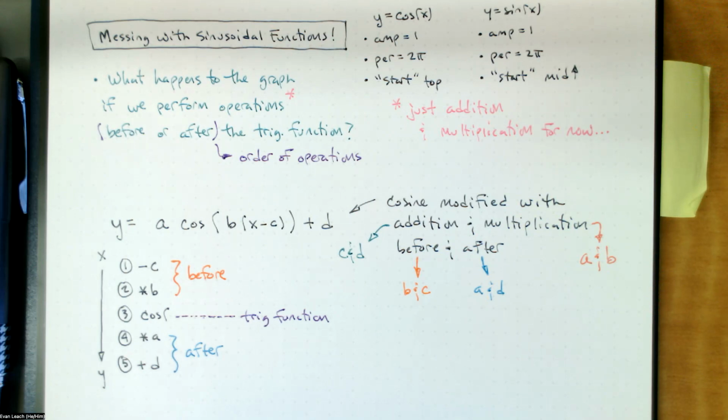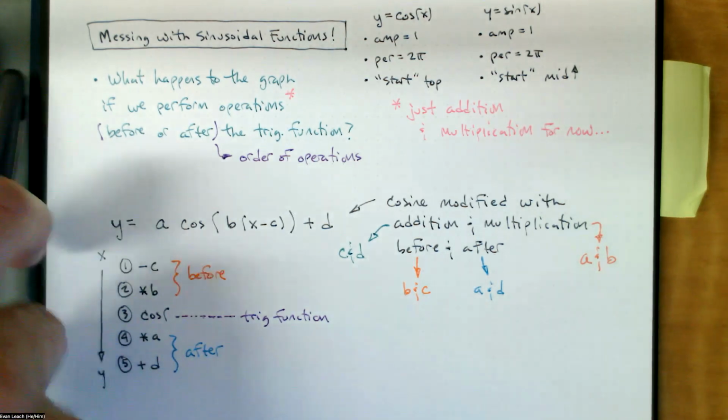Here's what we want to know. Here's what you're going to find out. What effect does A have on the graph? What effect does B have on the graph? What effect does C have on the graph? What effect does D have on the graph? What effect do A, B, C, and D have on the graph?